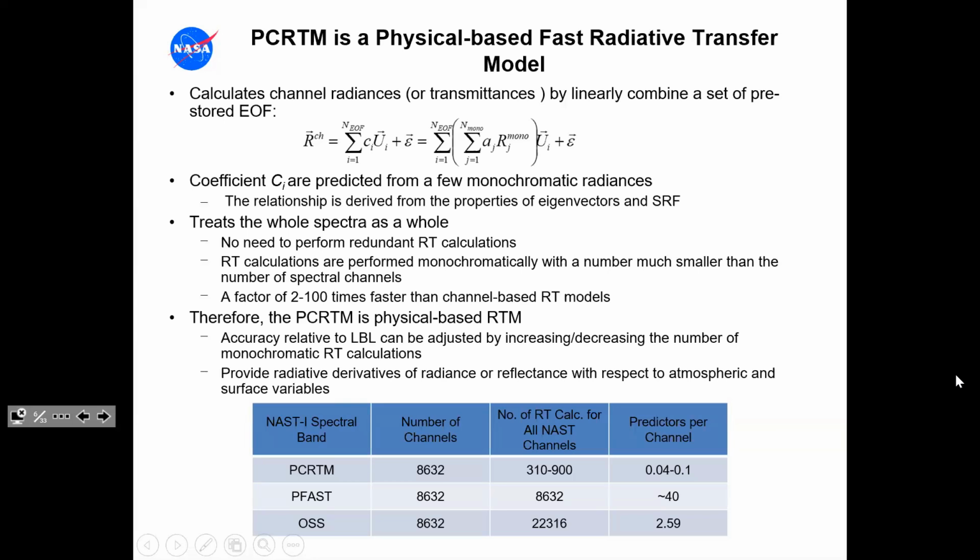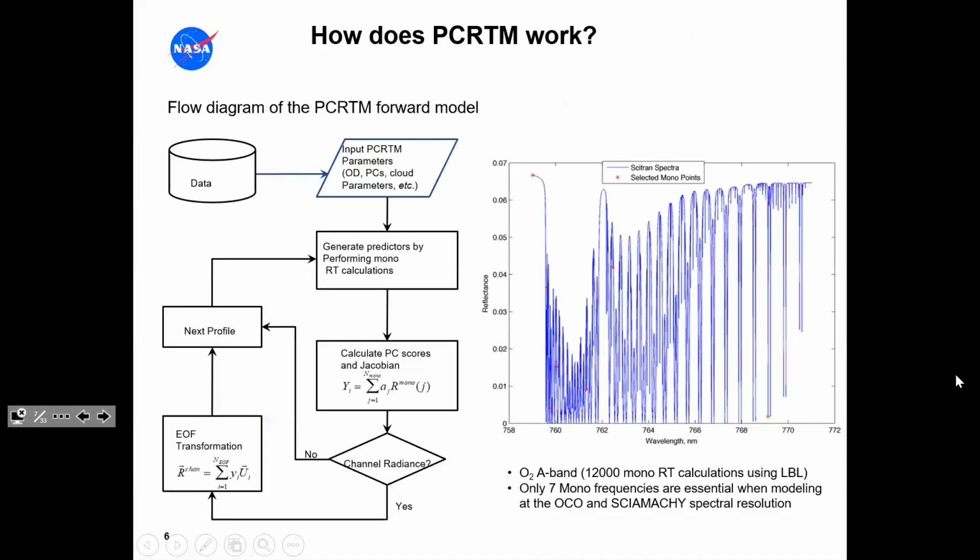So you can see the number of predictors for each channel is dramatically different between channel-based versus the principal component-based radiative transfer modeling. So here is an example showing you the oxygen A band in the solar spectral region. You have a lot of spectral lines with high spectral resolution. But we can just pick about 7 monochromatic frequencies that can represent the whole spectral information.